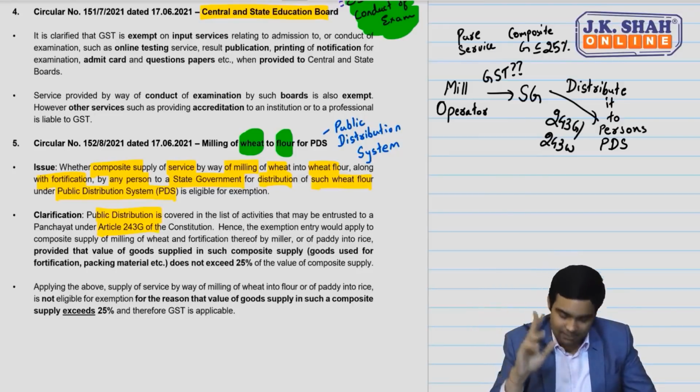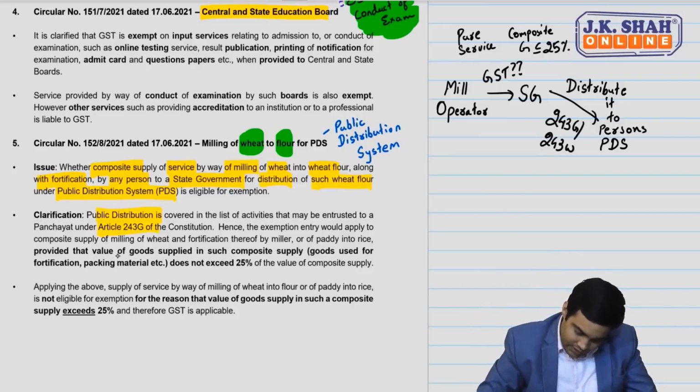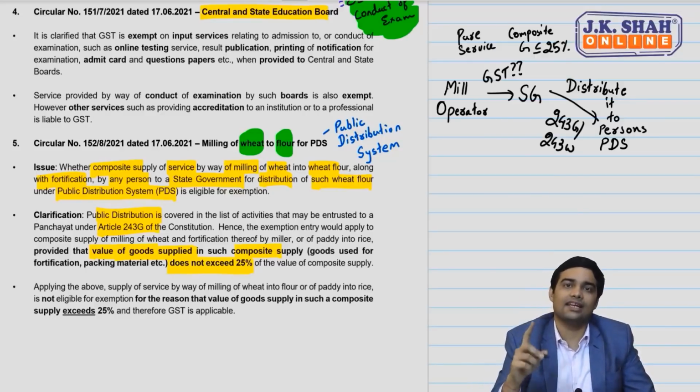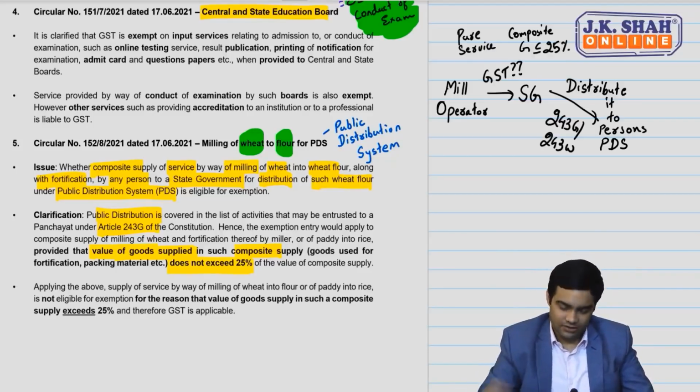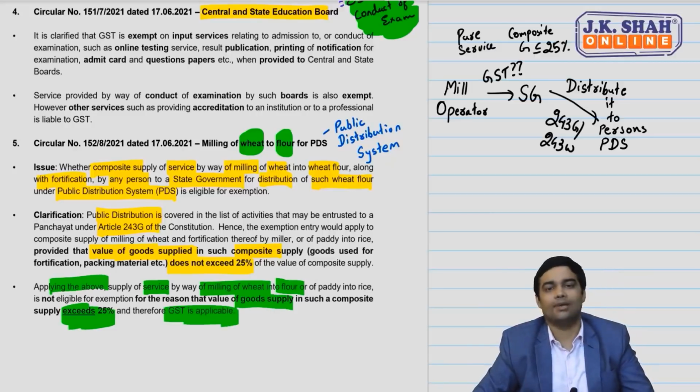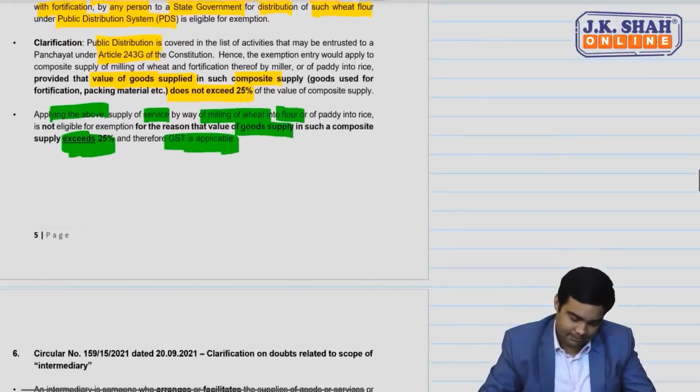No problem in that. But value of goods supplied should not exceed 25%. If it exceeds 25%, then exemption is not available. Clear? Okay. So, applying the above principles, as the supply of service of wheat to flour, the value of goods exceeds 25%, GST is applicable. Clear? Okay. Important circular for exam.